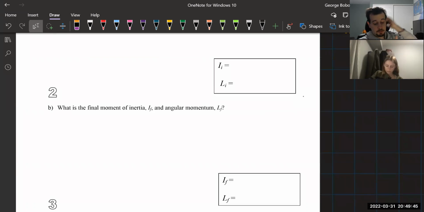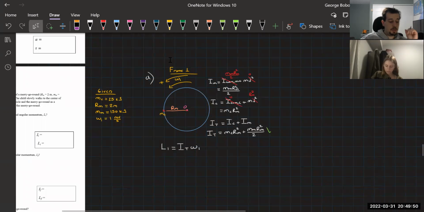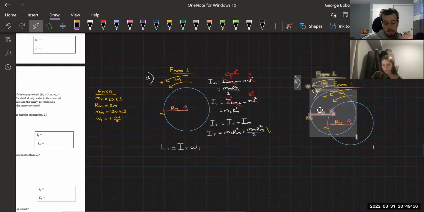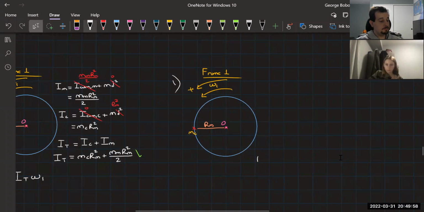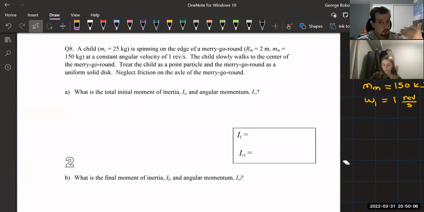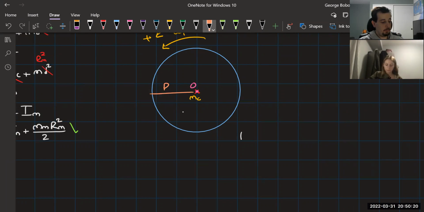What is the final moment of inertia and the final angular momentum? Okay, so we take this and we go now to frame 2. Something's changed in frame 2. Let's take a look. So it says the child slowly walks to the center. So she is now here. So what has changed if she's walked all the way to the center right now?